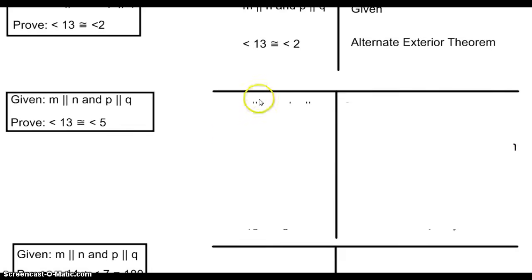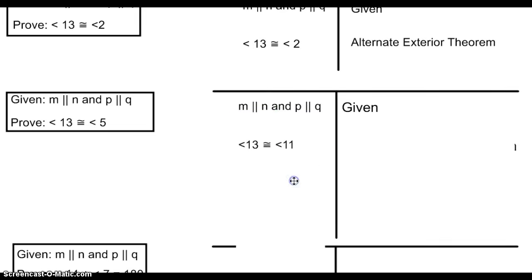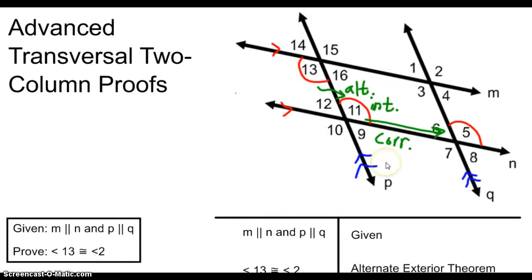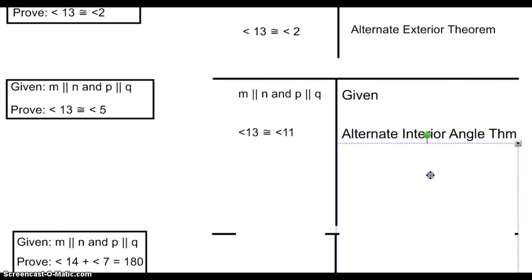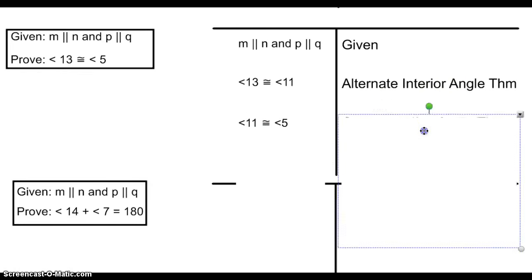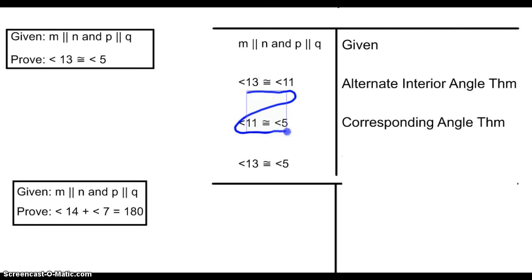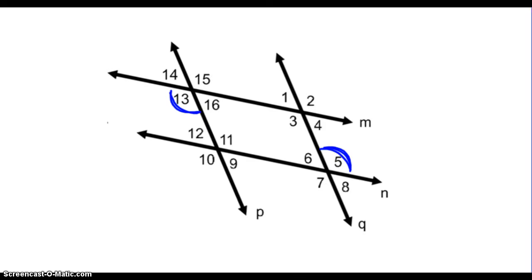All right, let's go ahead and write the proof. We always start with the givens, okay? And then we said that angle 13 was congruent to angle 11. Why was that? Oh, that's because of alternate interior. That's right. Those are alternate interior angles. And then we said that angle 11 was congruent to angle 5, and that's because they are corresponding angles. All right, and then we've got to put it all together and say that angle 13, since it's congruent to 11, and 11 is congruent to 5, that 13 is congruent to 5. And what's that called when we chain them all together like that? That's the transitive property.